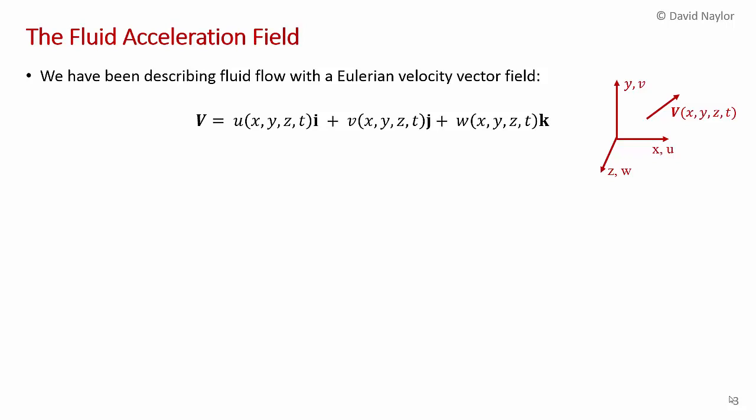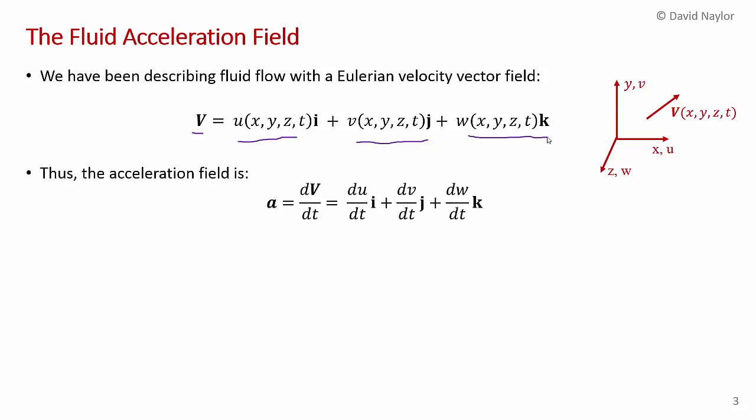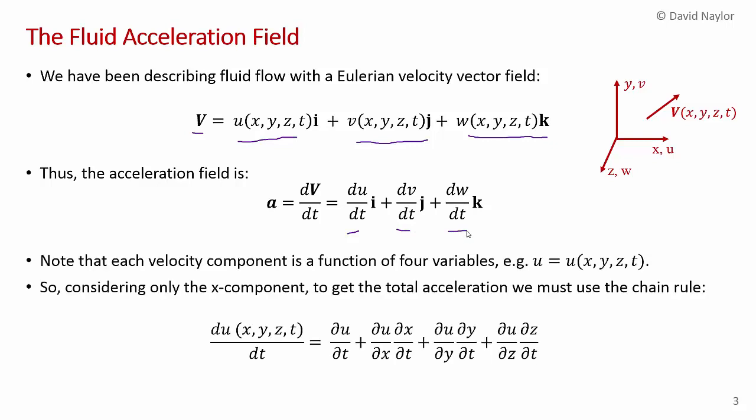So as we have been doing so far in the course, we're going to describe the fluid flow with an Eulerian vector field. So our velocity vector v has three components: u in the i direction, v in the j direction, and w in the k direction. If we take the derivative of this velocity vector, we end up with three components of acceleration: du/dt in the i direction, dv/dt in the j direction, and dw/dt in the k direction.